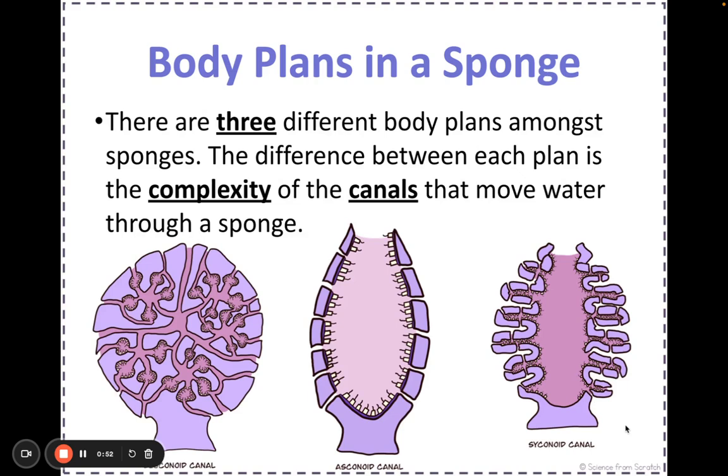There are 3 different body plans amongst sponges, and the difference between each plan has to do with the complexity of the canals that are able to move water in and out of the sponge. So if I looked at it, which seems to have the most complex canal system? Hopefully when you looked at it, you looked at the leuconoid. The leuconoid has tons of canals and chambers within it, making it the most complex. Which one seems to have the least complex canal system? If you said asconoid, you are correct. Very few chambers, some canals for them to move through, but very basic.